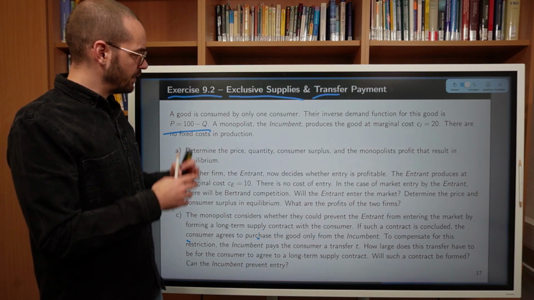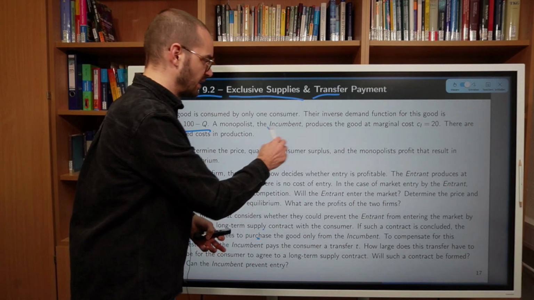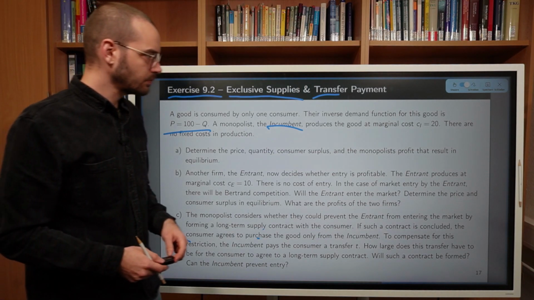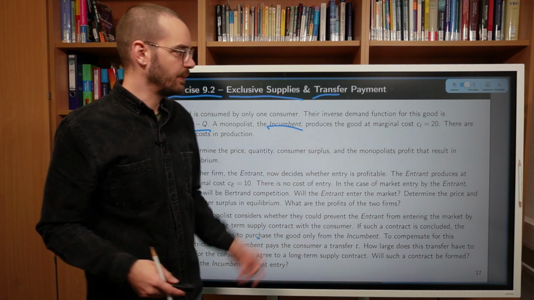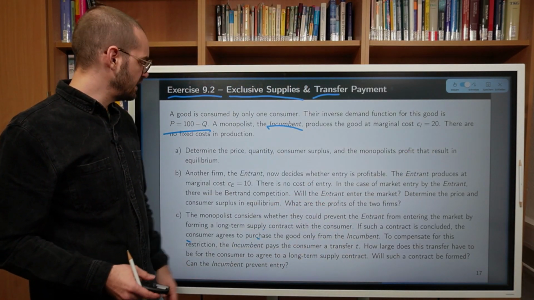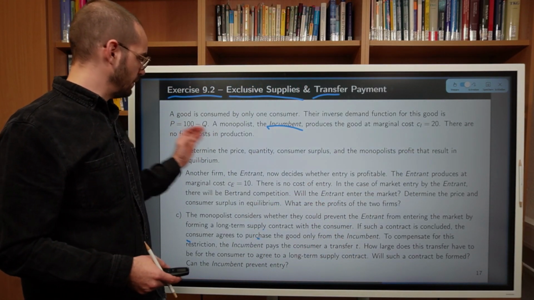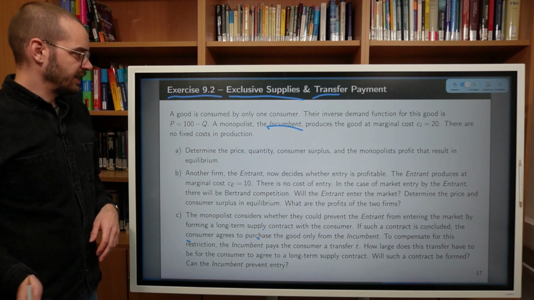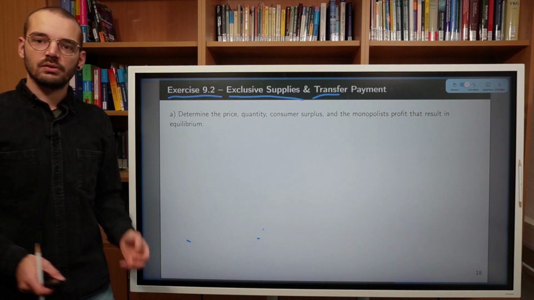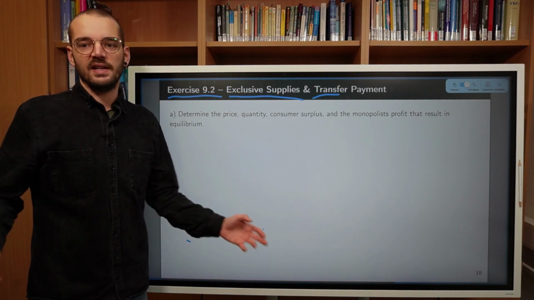Then we know that there is a firm in the market, an incumbent, who is a monopolist in the market right now. This incumbent produces the good at some marginal costs, C_I, equal to 20. There are no fixed costs in production. All right. Now, first, as we usually do, let's consider this baseline situation as a benchmark.